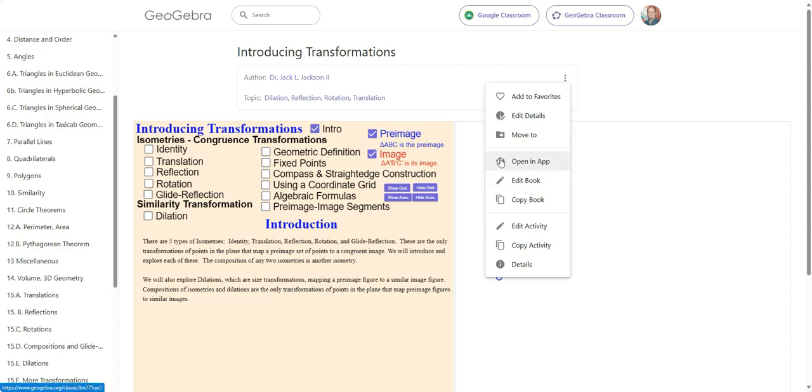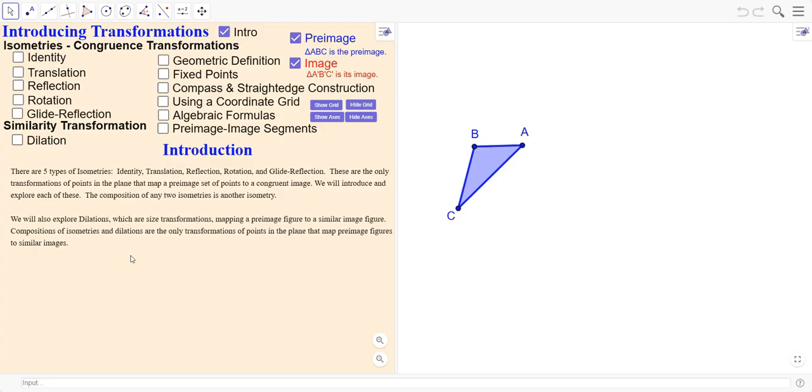You're going to want to open this in the app like this. Now, this could be viewed on even an iPhone or iPad, but it's really not formatted for that. It's formatted for a computer screen. So hopefully you've got a decent computer screen here. Okay, so we'll start with an introduction here.